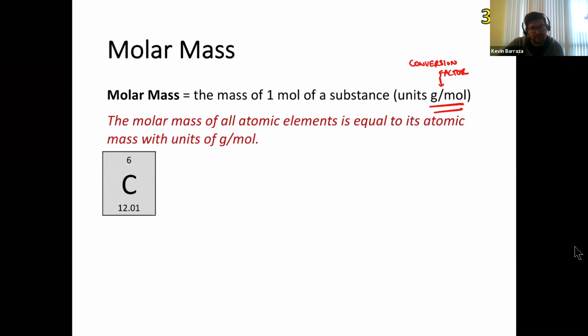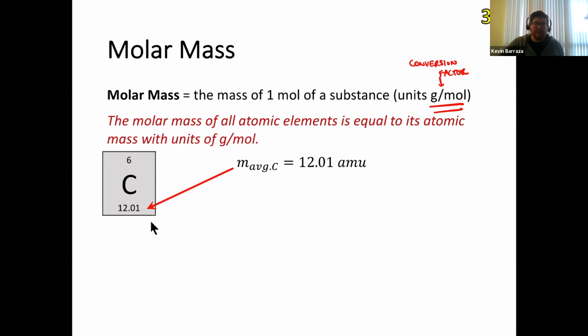So there's some good news. We can reuse what we learned yesterday. The molar mass of all atomic elements is equal to its atomic mass with units of grams per mole. So what this means is that you don't need to do any extra work to find a molar mass. If I want the molar mass of carbon, it's literally the same number as what we learned previously as the average atomic mass. They do double duty. They do 2 for 1. So this is both the atomic mass and what we call the molar mass.